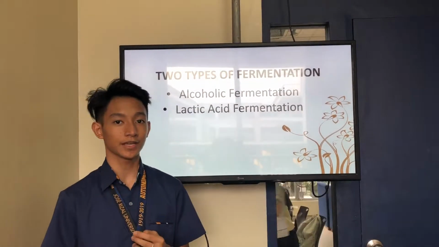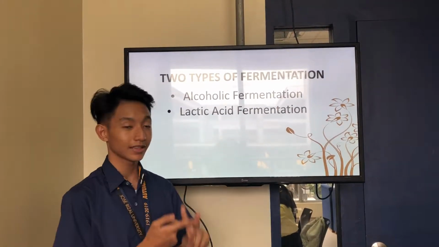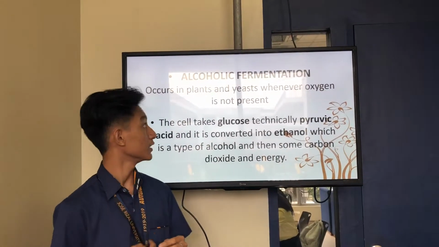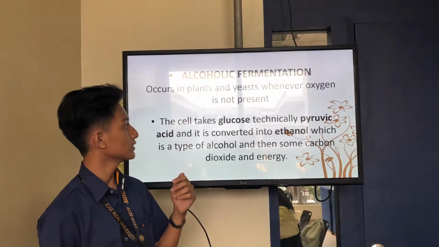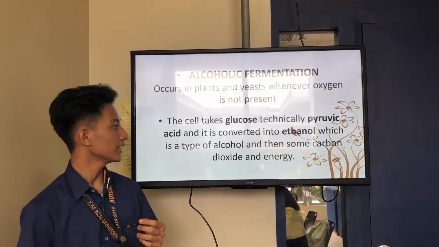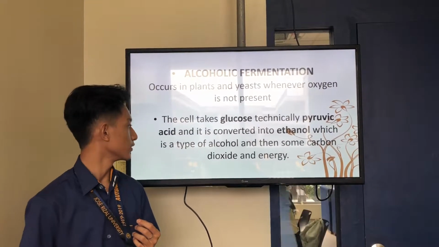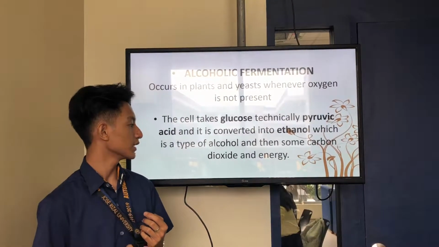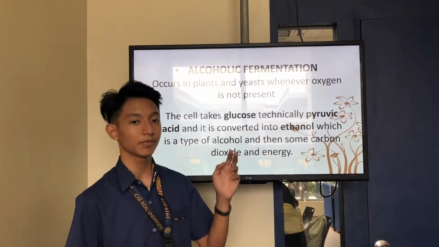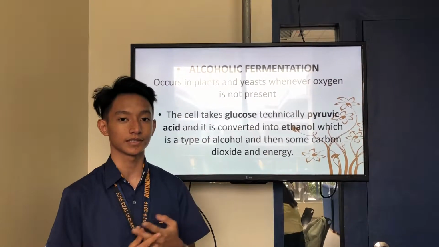So let's dive into the types of fermentation. There are actually only two: alcoholic and lactic acid fermentation. Alcoholic fermentation only occurs in plants and yeast whenever oxygen is not present. The cell takes glucose, technically pyruvic acid, and it is converted into ethanol, which is a type of alcohol, and then some carbon dioxide and energy. An example of alcoholic fermentation is the production of beers and wines.